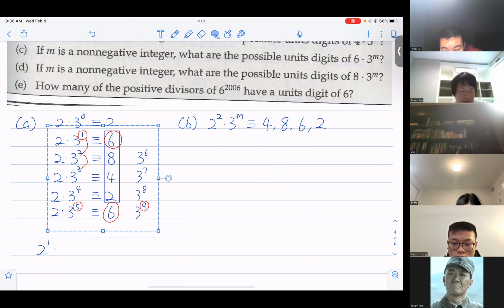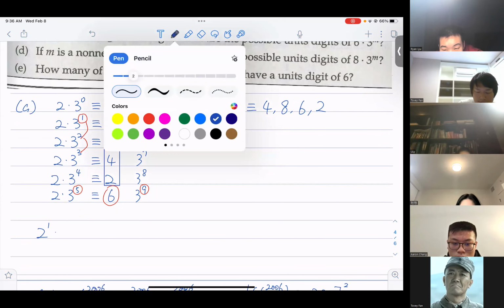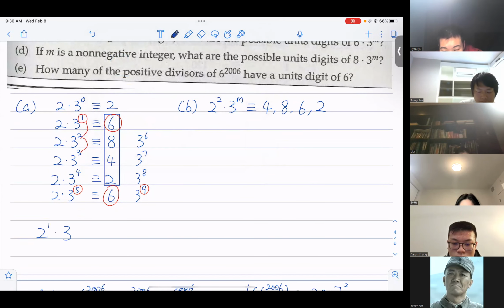See if that makes sense to you guys? So the power of 3 here must be 1 more than a multiple of 4: 0 plus 1, or 4 plus 1, or 8 plus 1. So that's 3 to the power of 4k plus 1, a multiple of 4 plus 1, in order for you to have a unit digit of 6.